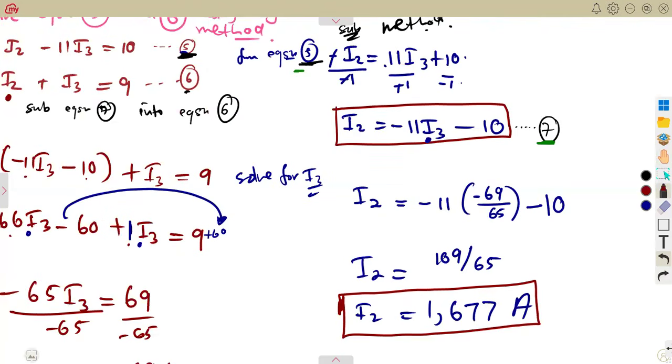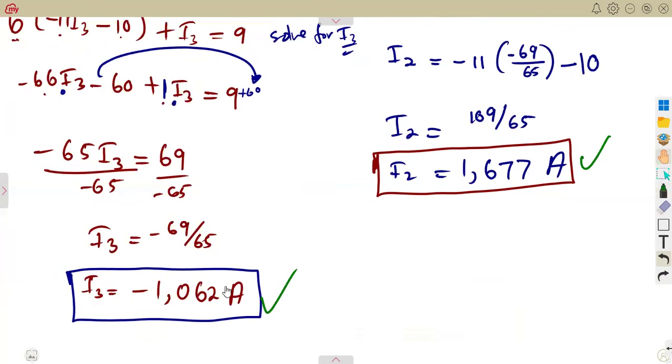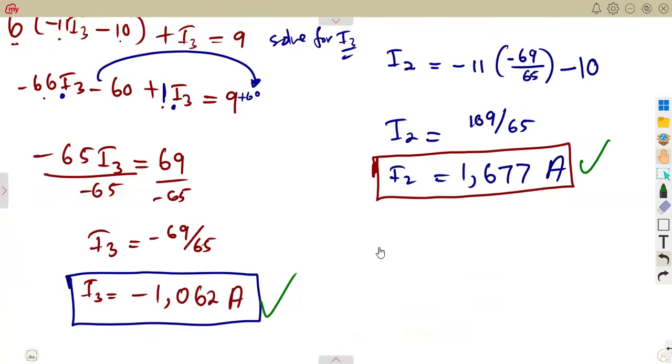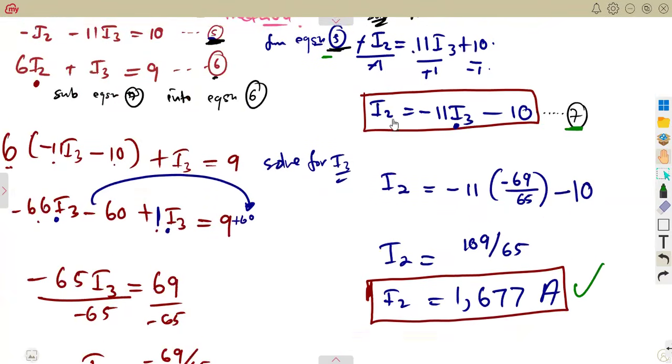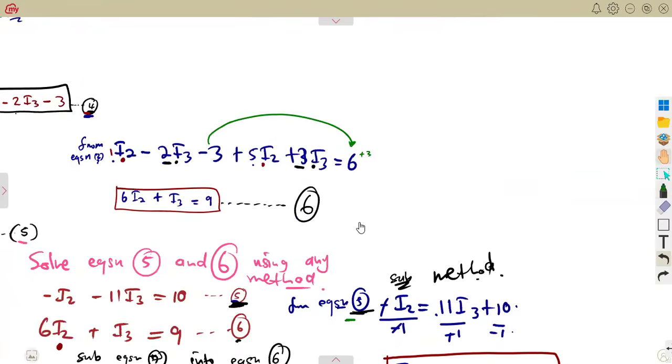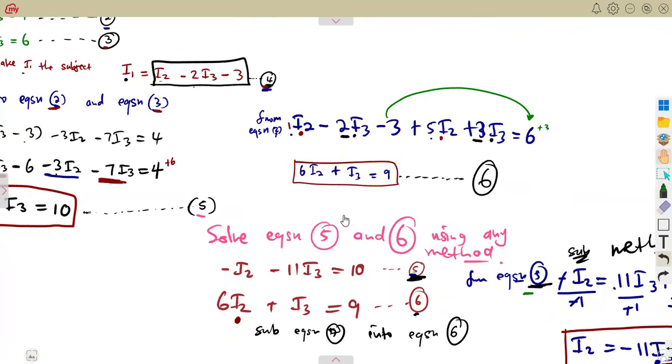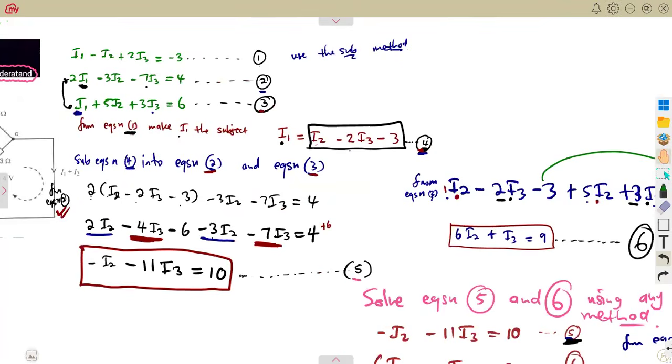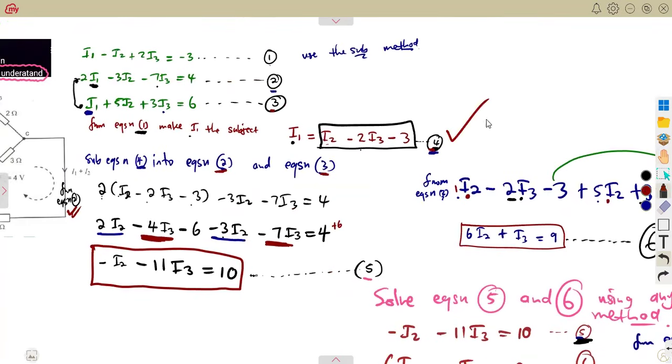So again, since we have determined our current 2 and our current 3, we must look for an equation where there is current 2 and current 3, but I1 being the subject. So which equation is that? If we check when we started this substitution, the very first equation, which is our equation 4, from equation 1, we made I1 the subject. That is I1 in terms of I2 and I3.